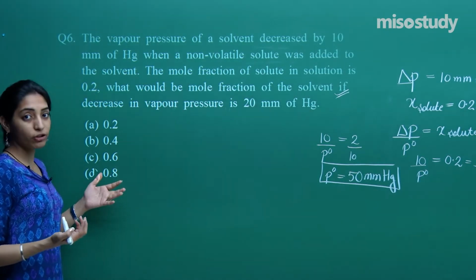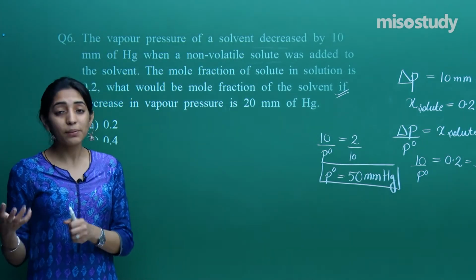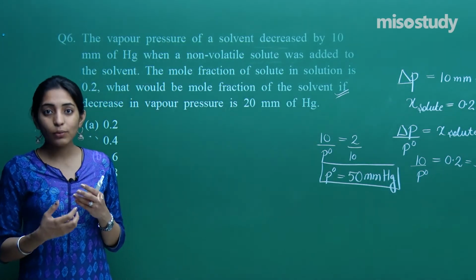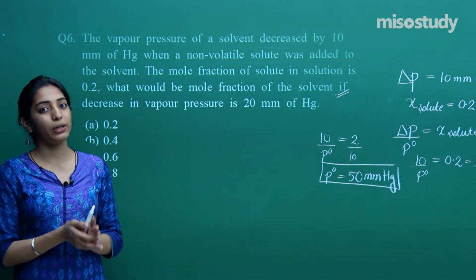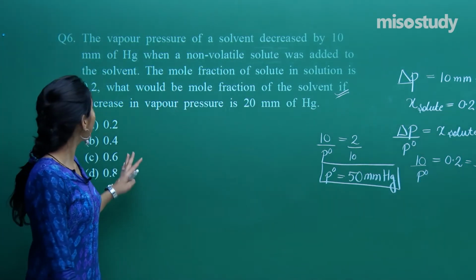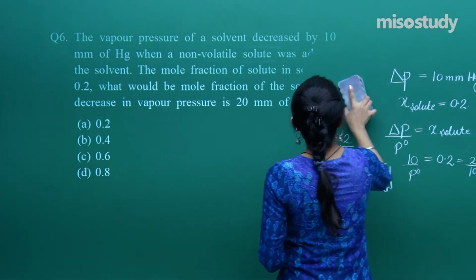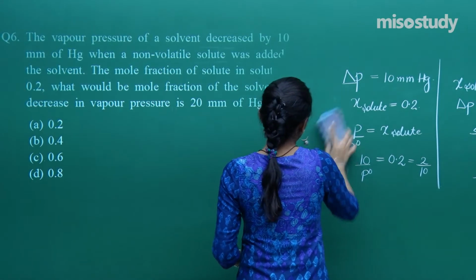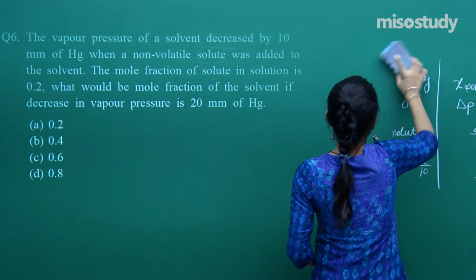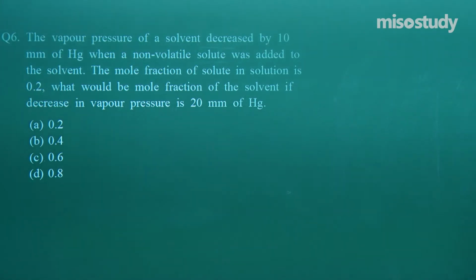Such kind of questions are also asked in JEE, not because they are very simple, but because they want to test how fast you can do a simple calculation and get a quick +4. Okay, so this was our question number 6. Having done with question number 6, now we need to move on to question number 7.